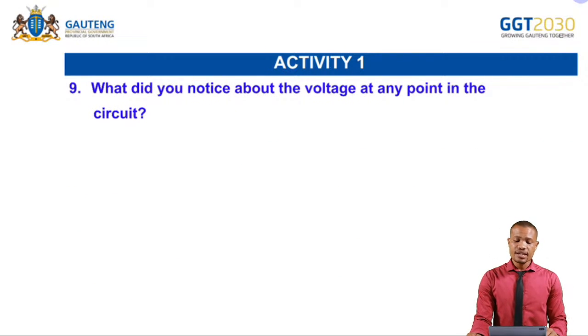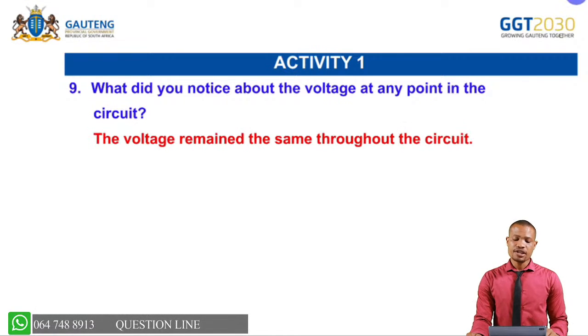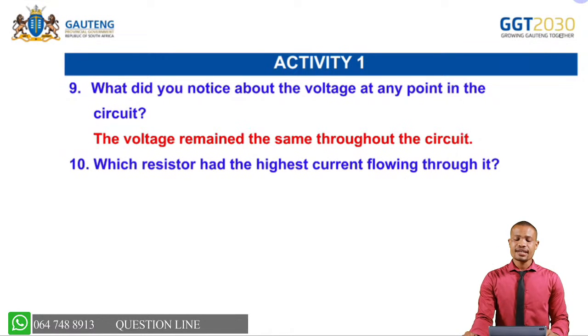What did you notice about the voltage at any point in the circuit? Yes, that's correct. The voltage remained constant throughout the circuit. At the battery, first resistor, second resistor, and third resistor. And that is a characteristic of what? A parallel circuit. Number 10, which resistor had the highest current flowing through it?